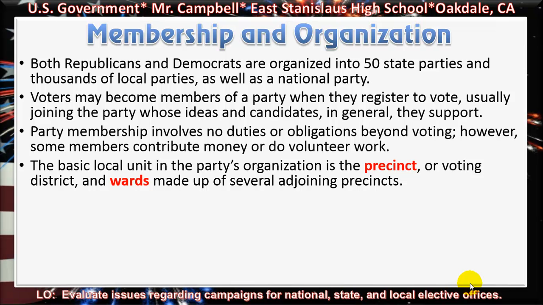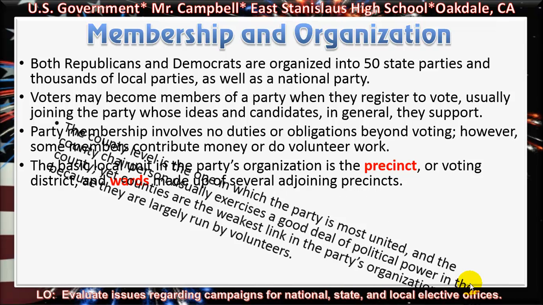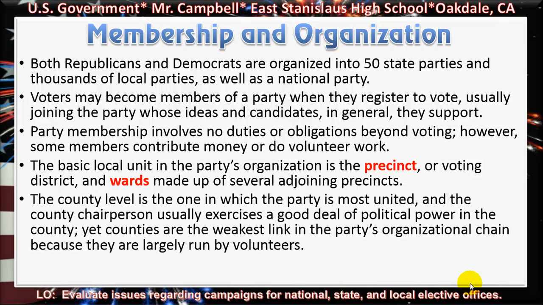The basic local unit of a party's organization is the precinct or voting district, and wards are made up of several adjoining precincts. The county level is the one in which the party is the most united, and the county chairperson usually exercises a good deal of political power in the county. Yet, counties are the weakest link of the party's organizational chain because they are largely run by volunteers.